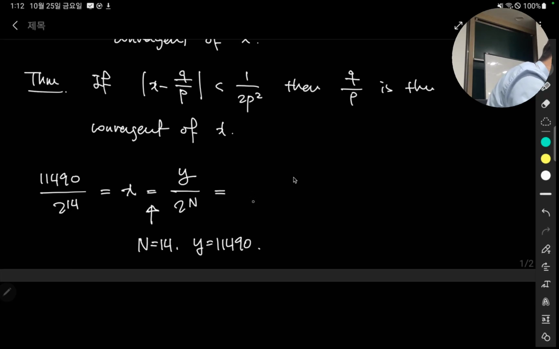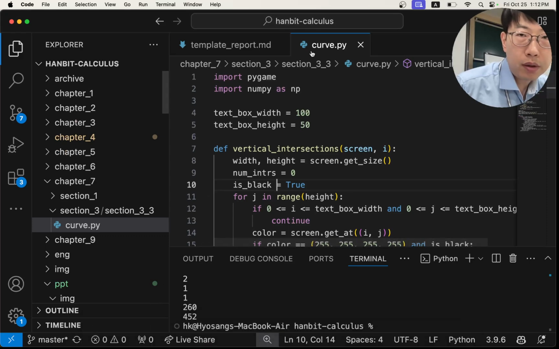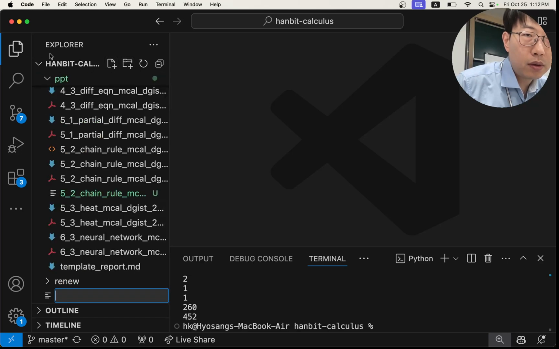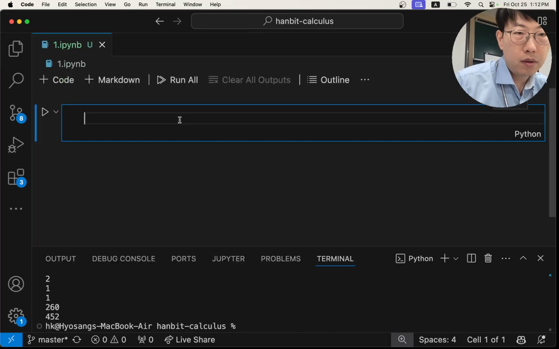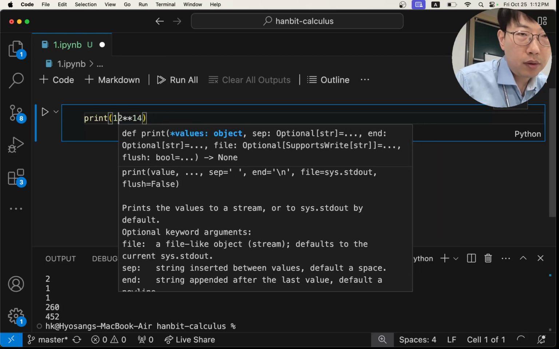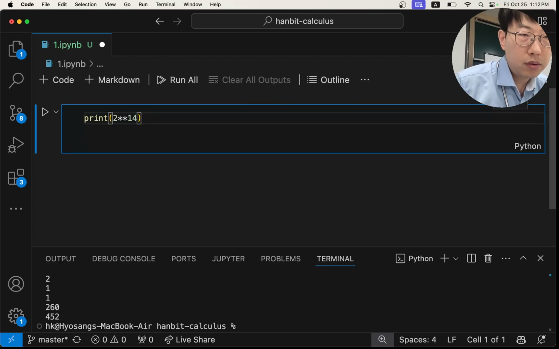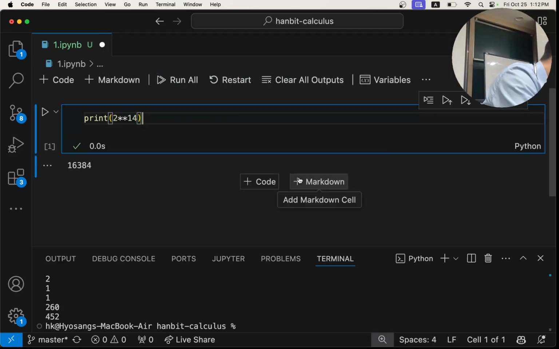So how much is 2 to the 14th power? Let me compute. Let's see. It's 16384. And the measured value is 11490.